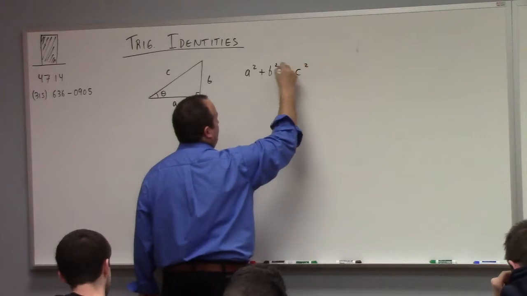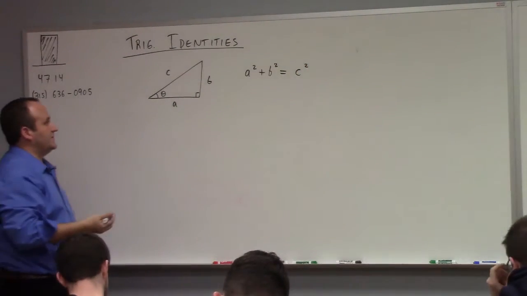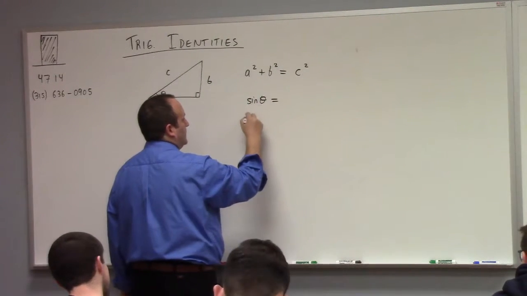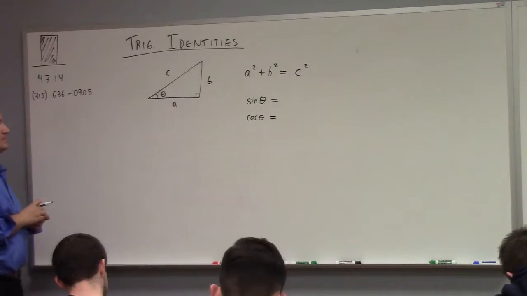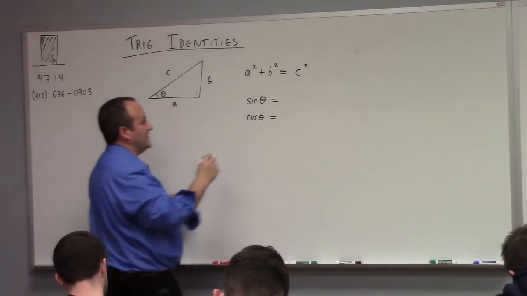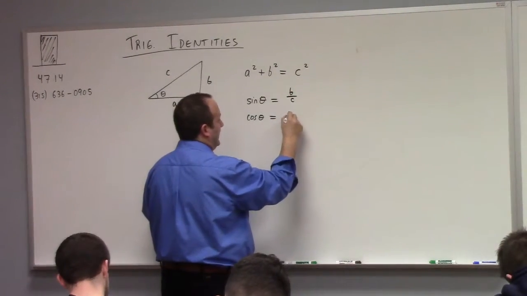A squared plus B squared equals C squared. This is the Pythagorean identity. And we introduce what's sine? What's cosine? Sine is opposite over hypotenuse, right? So in this case, it's B over C. The cosine theta is A over C, right?